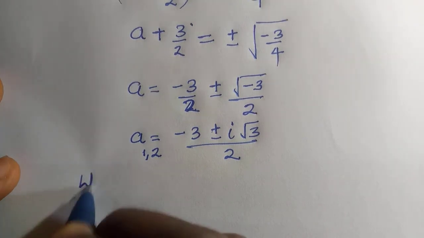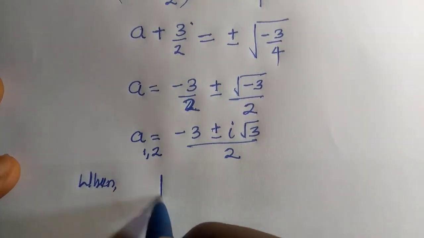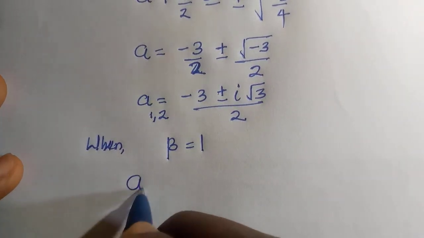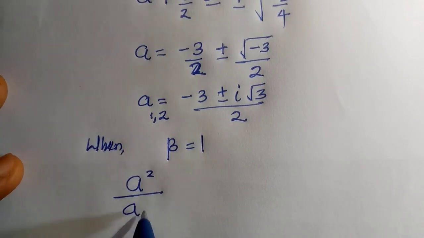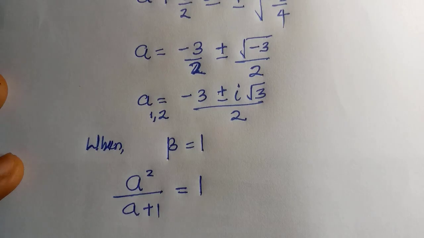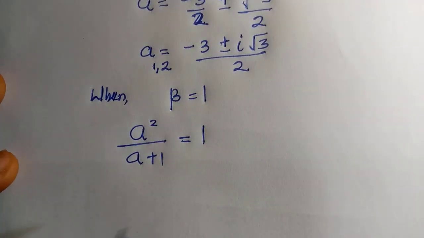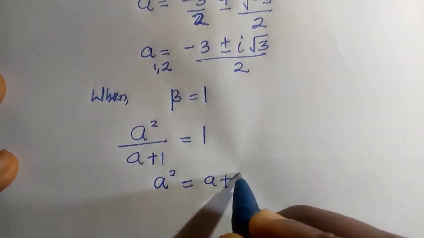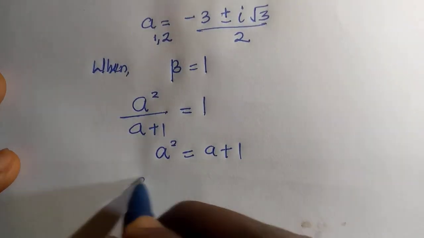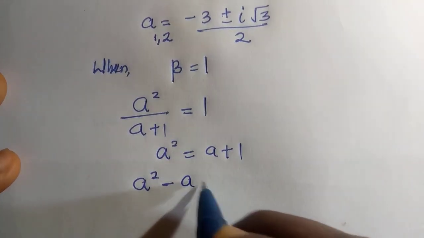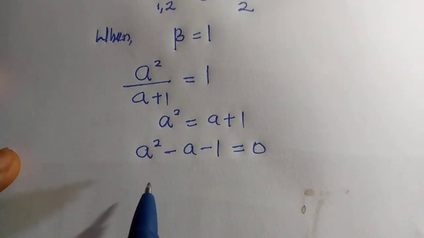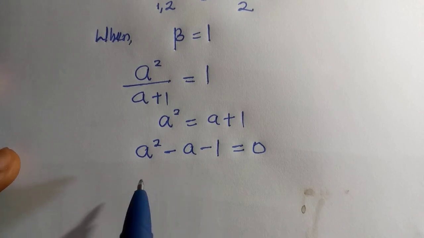And again, for when the value of beta equals 1, we also recall from where we have a squared divided by a plus 1 equals 1. So the cross multiplication of this one gives us a squared equals a plus 1. Then we take this here, we have a squared minus a minus 1 equals 0. So with this one also, we are going to solve this by applying the formula method.